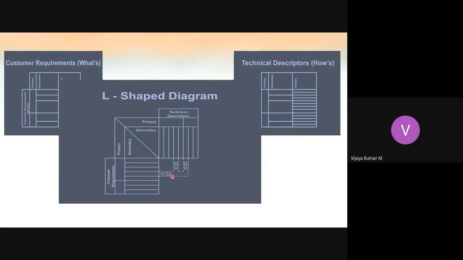interrelationship, if you keep both in this fashion, you may understand about this primary customer requirement, what is the technical descriptor, what is the relationship between these two, and what is the relationship between these two, and these. All this information you will gather. This is how you have to develop. This is called the L-shaped diagram. You have to develop it after identifying the technical descriptors. This is how to prepare.